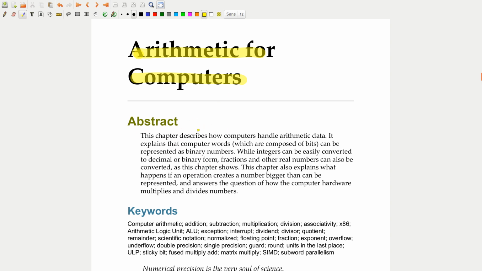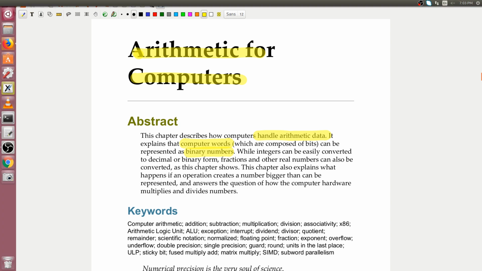So what we're going to do in this chapter, we're going to talk about how computers handle arithmetic data. We're going to talk about a typical size of operations within the computer called words, which are composed of bits, and how these represent binary numbers. Because as you guys know, computers are made out of transistors. If something's made out of transistors, those are just a bunch of switches. And if you just have a bunch of switches, well, you can only represent ones and zeros.